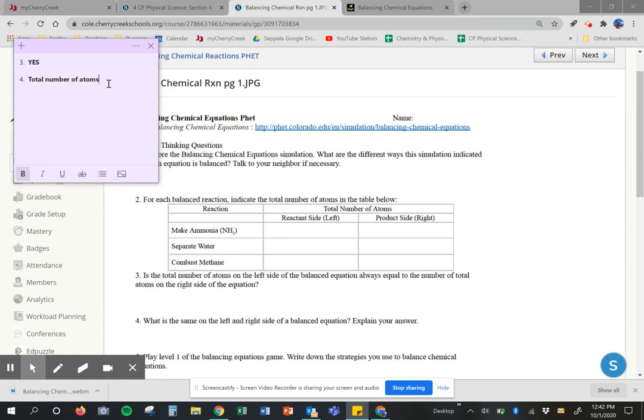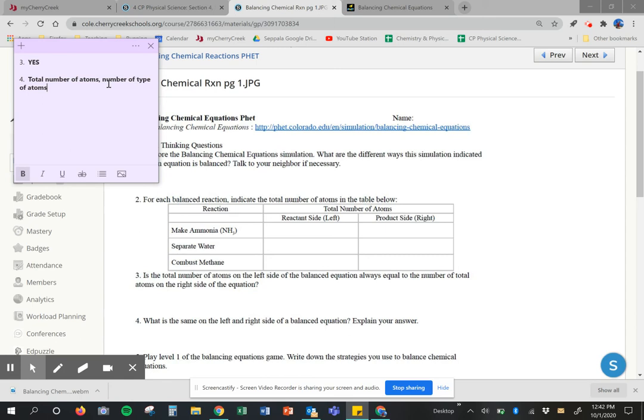The other thing that should be the same is the number of the type of atoms. In other words, the number of N's should be the same on both sides. The number of H's should be the same on both sides. And the number of oxygens, for example, should be the same on both sides. So not only do the total number of atoms have to be the same, the specific type of atoms have to be the same as well. And that's number 4. I'm going to hit pause so you can write that down.